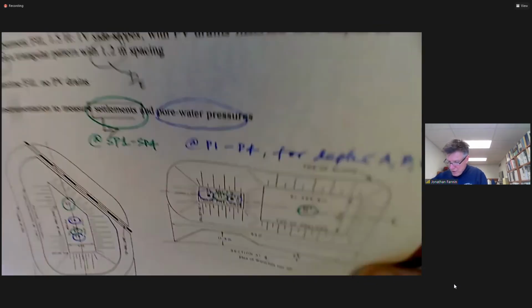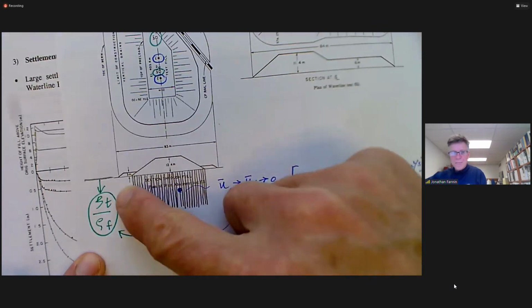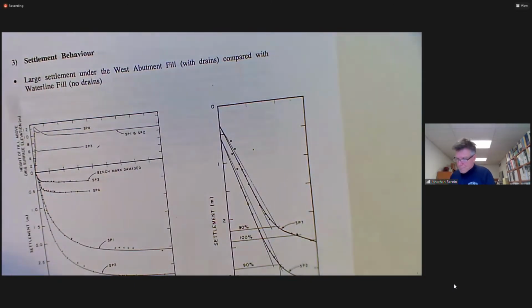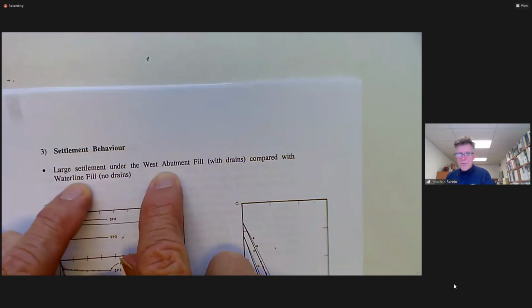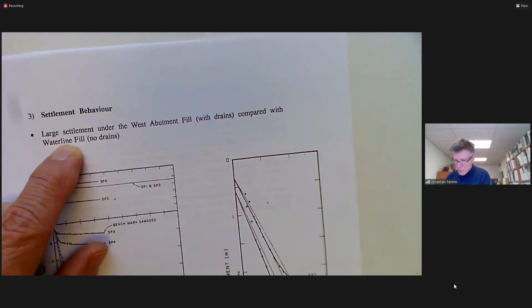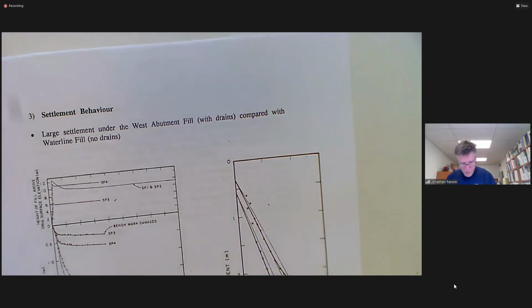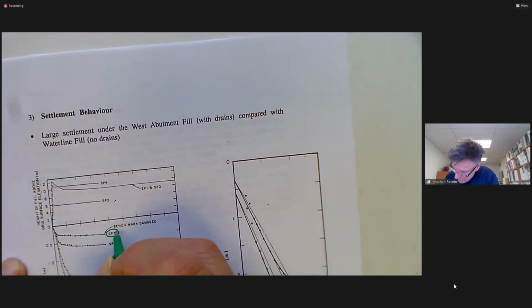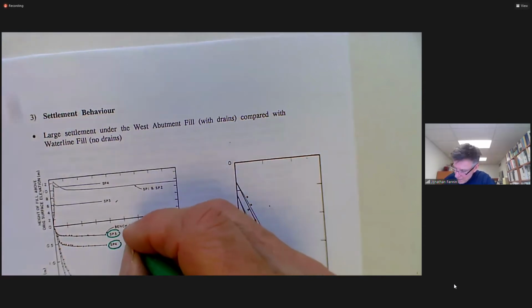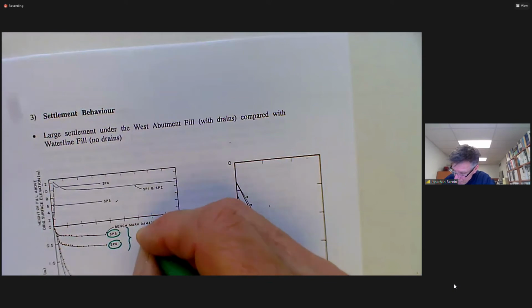And now let's look at the settlement behavior. Relatively large settlements under the west abutment fill compared with the waterline fill with no drains. The waterline fill, do you remember, is SP3 and SP4. Here is SP3, SP4. That's the waterline fill, no wick drains.